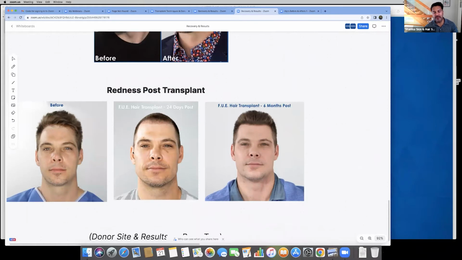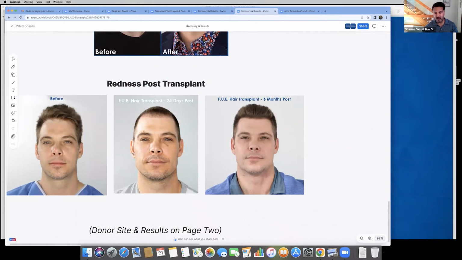Now, redness post-transplant is very, very normal. A lot of patients become very anxious. This is clearly discussed numerous times before the surgery. You are going to have redness. It's like saying you want to make an omelette without breaking the eggs. It's not possible. The redness can persist anywhere from 4 to 12 weeks. Sometimes it can even last several months, depending upon the color of your skin and how contrasted it is.